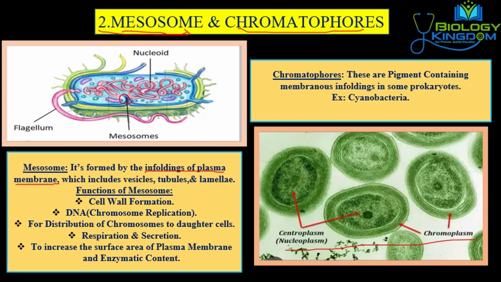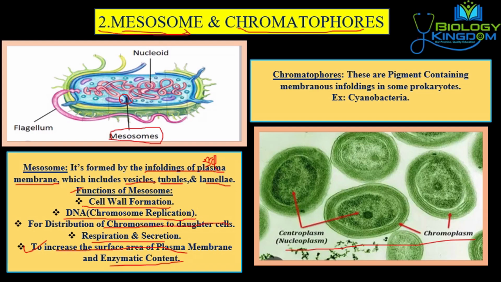The plasma membrane, the third innermost layer present in the cell envelope, undergoes several foldings to form a structure known as mesosomes, which includes vesicles, tubules and lamellae within it. The main functions of the mesosome are cell wall formation, chromosomal DNA replication and distribution of the chromosomes to daughter cells, respiration and secretion, and increasing the surface area of the plasma membrane and the enzymatic content. These are the functions of the mesosome.